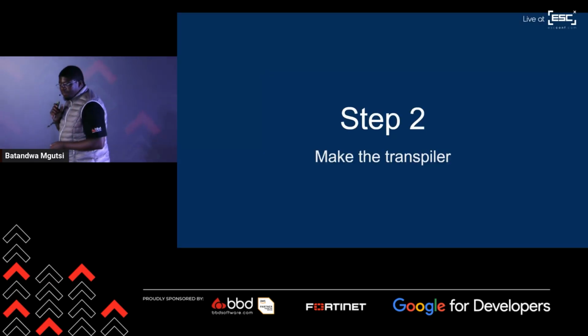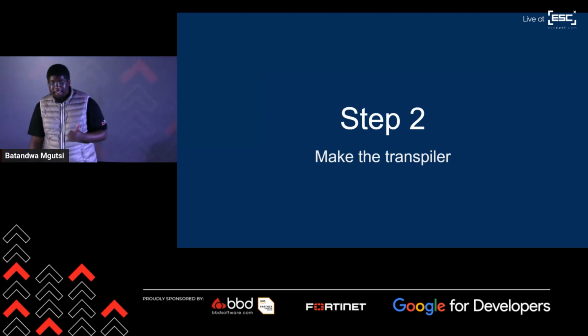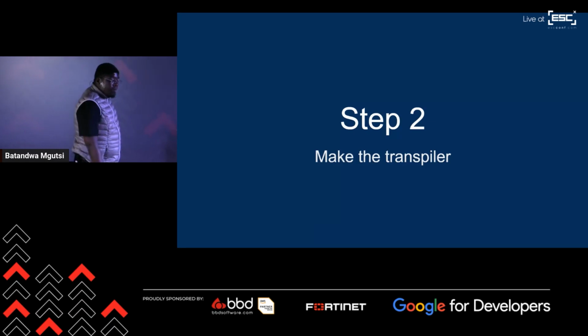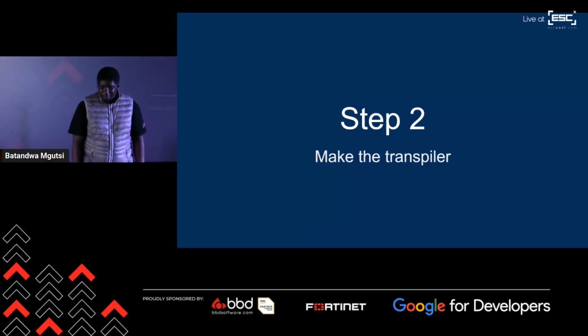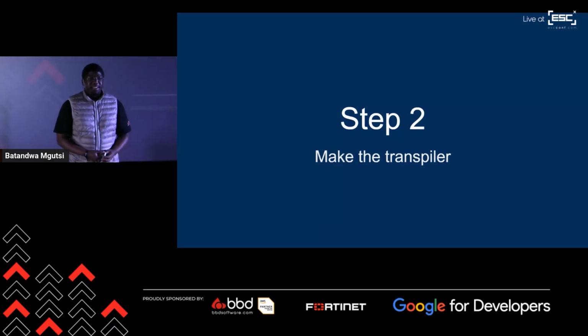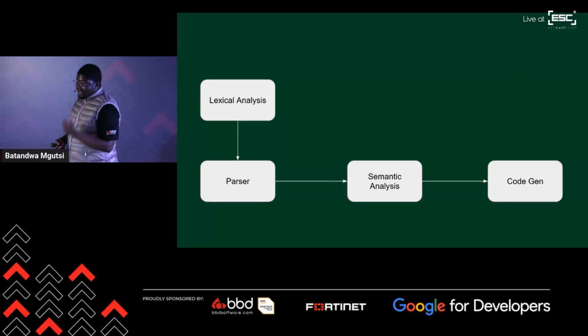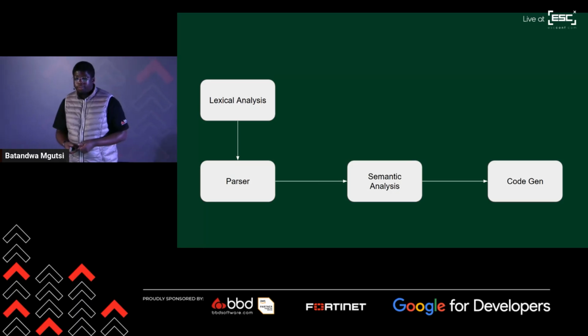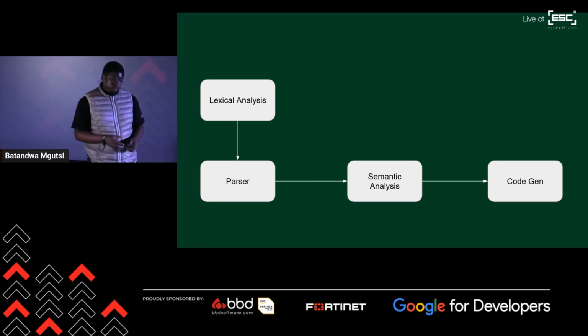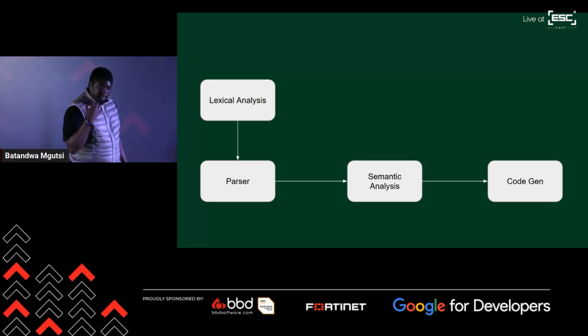Cool. So that was the first step, designing the programming language. The next step is probably the hardest one, because now we have to write code, and that is building the transpiler. So my transpiler has 4 phases. We have lexical analysis. We have the parsing phase, which will take the tokens that are produced by lexical analysis and build what we call an AST.